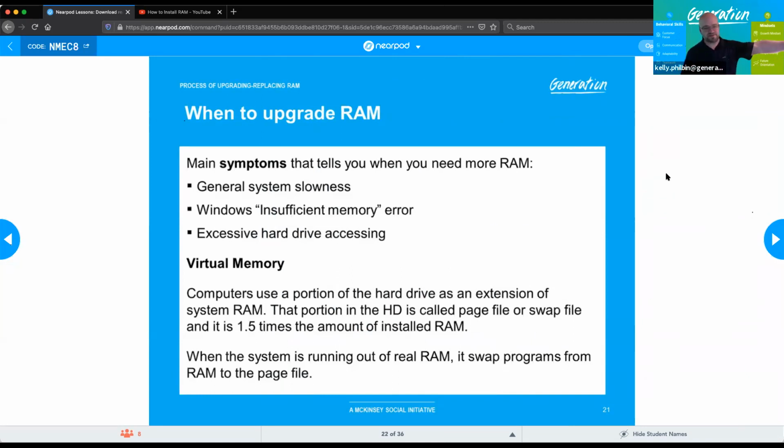So here are the basic symptoms you would be looking for when you should think about upgrading your RAM. It's general slowness. Windows gives you an error. It says insufficient memory. And the other one, which most people don't cue in on, is excessive hard drive access. So if you have a mechanical hard drive and you hear that thing working overtime, tick, tick, tick, it's constantly moving.